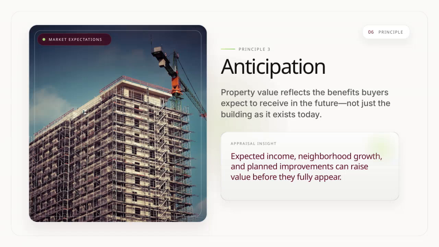Here, we focus on Principle 3, which is all about market expectations and anticipation. Essentially, the value of a property isn't just based on the physical building itself as it stands today. Instead, it reflects the benefits that buyers expect to receive in the future. This means that factors like expected income from property, anticipated neighborhood growth, and planned improvements can all contribute to an increase in value even before these changes fully materialize. Understanding this anticipation helps us better appraise real estate by looking beyond the present and considering future potential.